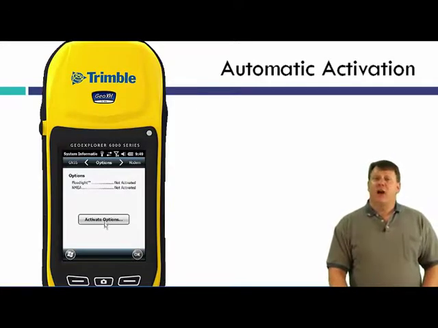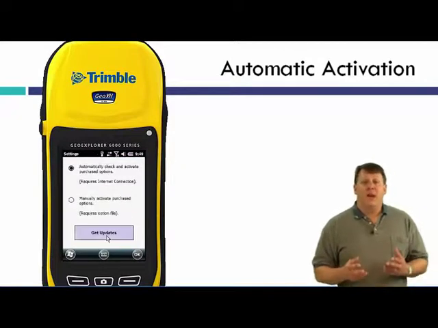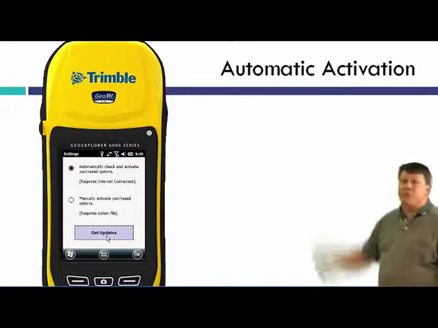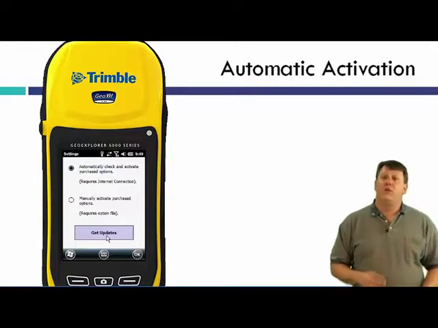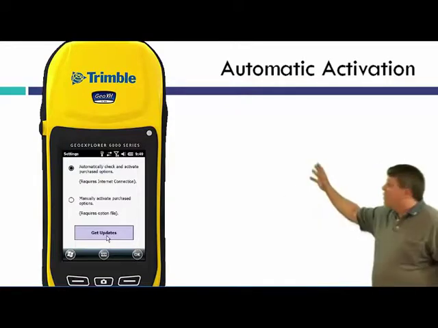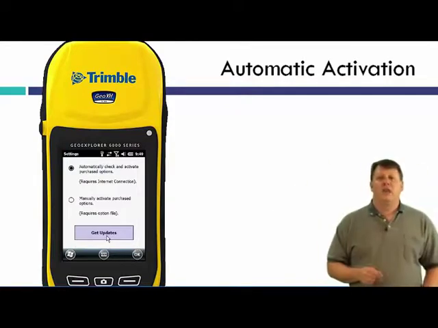To activate our options, we're going to tap on the Activate Options button. When we tap on the Activate Options button, we're given a choice whether we want to do automatic or whether we want to do manual. Notice for automatic, it does require an internet connection.